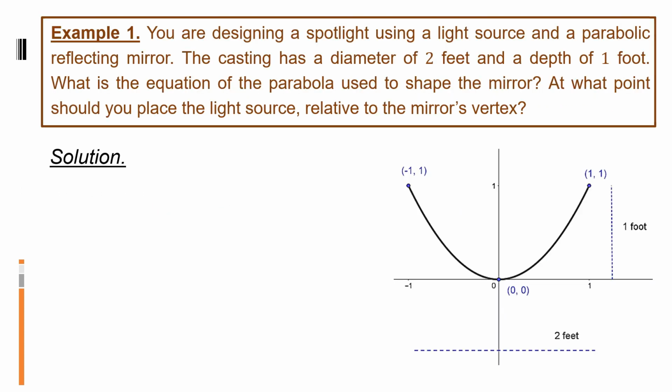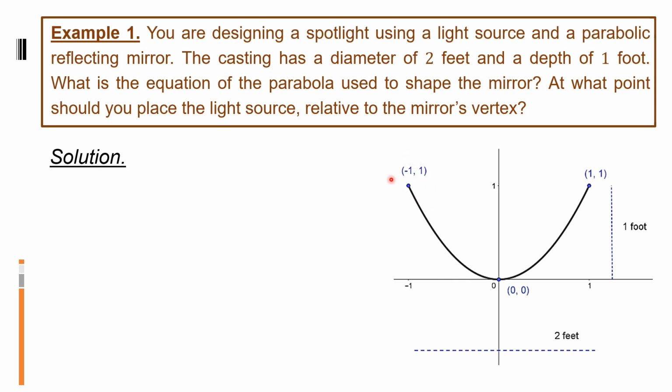So for our solution, of course, let's first visualize our problem. And in such problems, it's better if we place the vertex or the center at 0, 0 so that it's easier to solve the problem. So in this case, let's say the vertex is at 0, 0. Since our diameter is 2 feet, we have 1 here and another 1 here. And the depth is 1 foot. Therefore, one point here is at negative 1, 1, and the other point is at 1, 1.